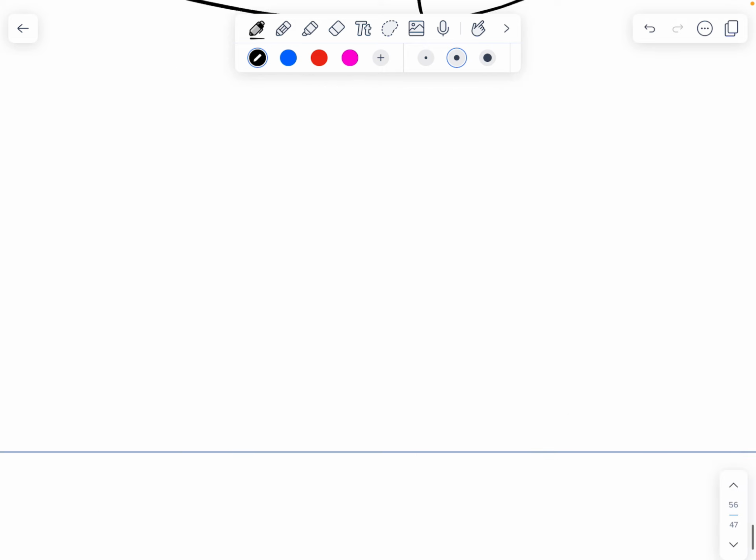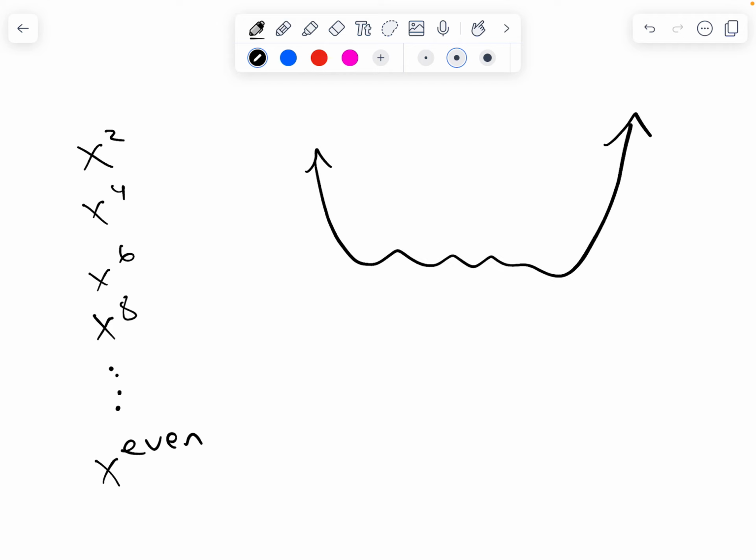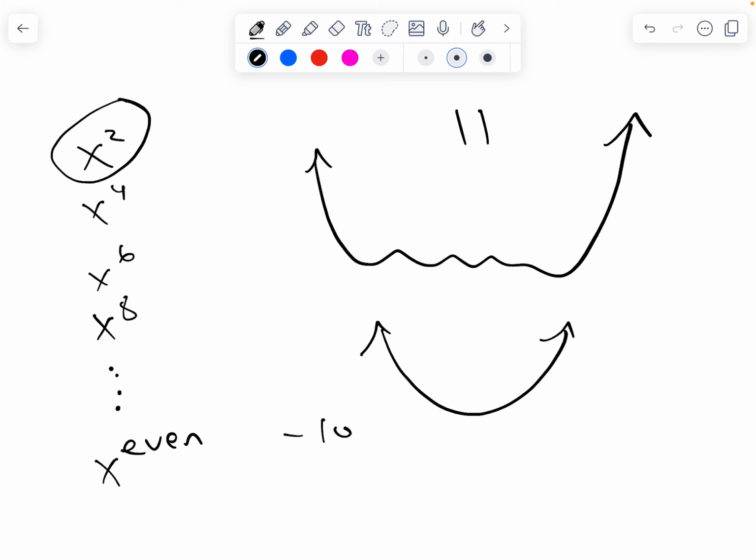Okay, so to sum up, if you have something like this, if you have x to the 2nd, x to the 4th, x to the 6th, x to the 8th, dot, dot, dot, x to the even, then it's going to look like this. It's going to be wiggle, wiggle, wiggle, like that. It'll be a big smiley face. And that makes sense, right? You remember quadratics. Quadratics are always smiley face. They go up on either end, because if you have like negative 100 and you square it, a negative times a negative is a positive. So as long as the exponent is even, then it's going to look like a smiley face.